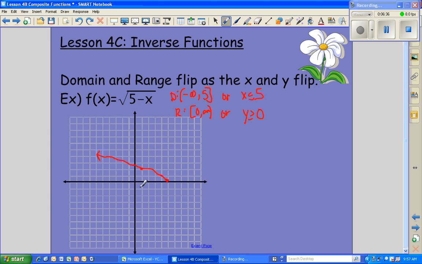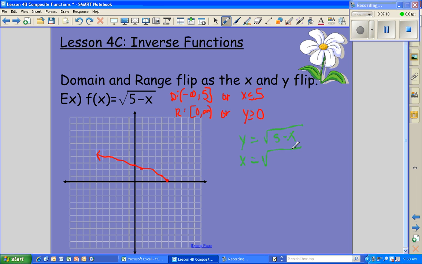Everybody understands the domain is what the x values are, which is from negative infinity until you reach 5. There's nothing over here in front of 5, so that's why we're not going to include it in the domain. The range are the y values, so we start down here at 0 and it continues to grow up forever. So the range is y is greater than or equal to 0. All right, so if we work out the inverse of this, we get y equals the square root of 5 minus x.